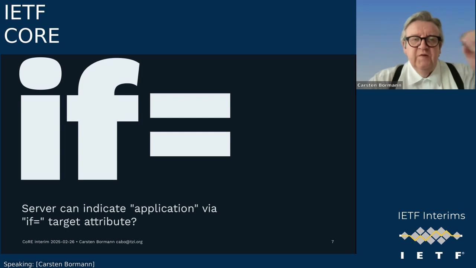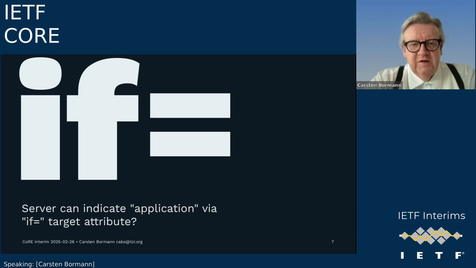Now, one interesting point came up, that a server might actually indicate some aspect of its application using target attributes. And we have two target attributes. We have RT, which is essentially just saying this is this particular type of resource, so it's essentially the application. And we also have IF, the interface type, which a server can actually conform to several of.